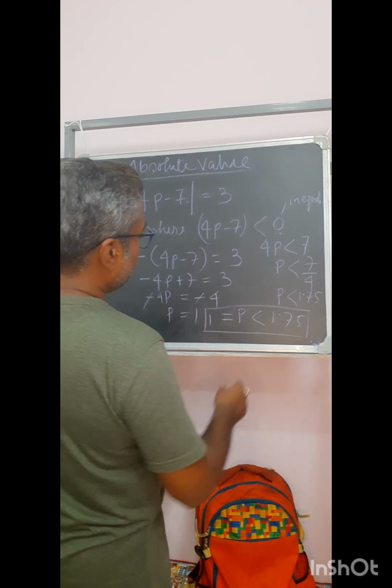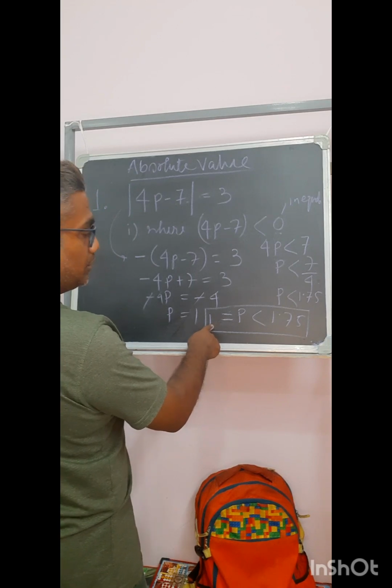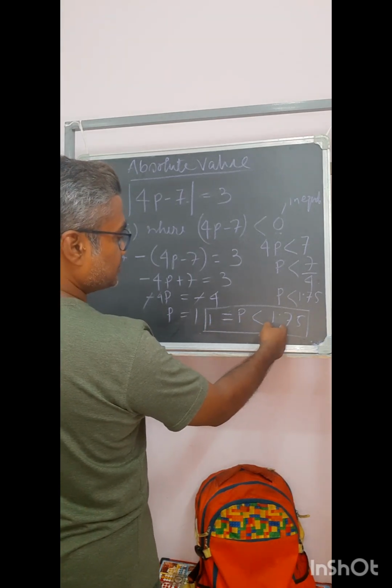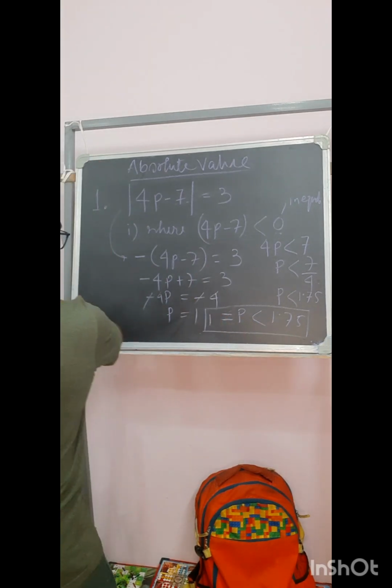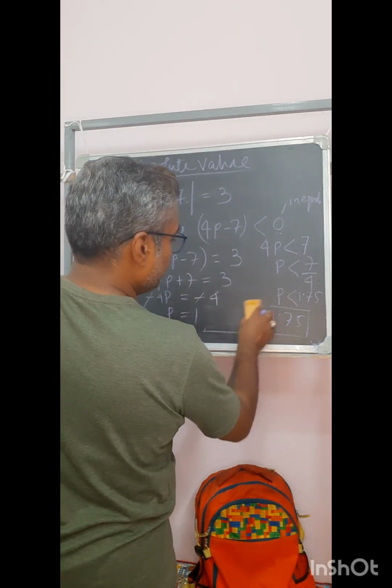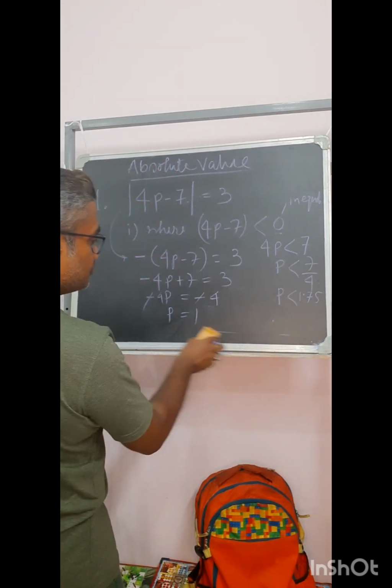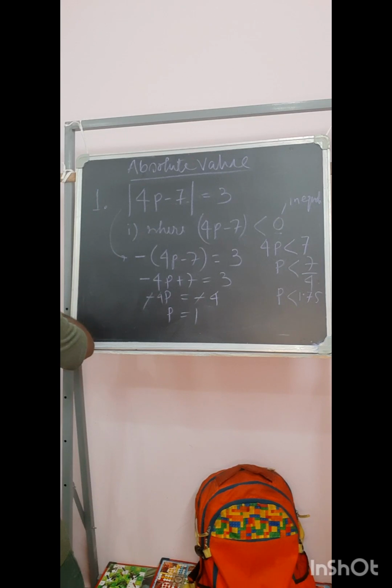That means from here you can say that if a definite value is possible, this also satisfies this equation. So the only possible value here is p is equal to 1, because that also satisfies this condition. So p is equal to 1 is a value here.